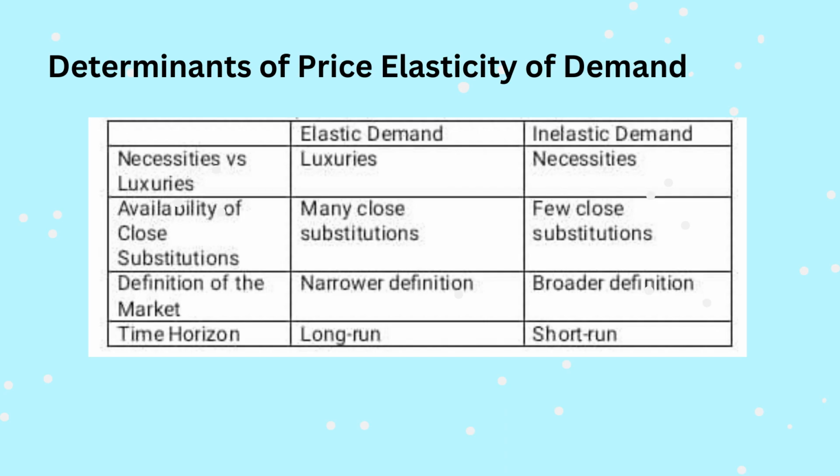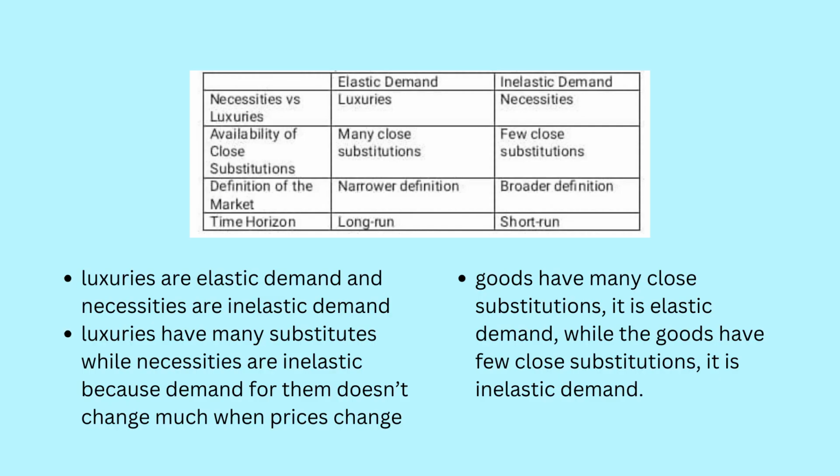Price elasticity of demand can be determined by necessities versus luxuries, availability of close substitutes, definition of market, and time horizon. For necessities versus luxuries, luxuries are elastic demand and necessities are inelastic demand. It is because luxuries have many substitutes, while necessities are inelastic because demand for them doesn't change much when price changes. Next, when goods have many close substitutes, it is elastic demand, while goods with few close substitutes have inelastic demand.